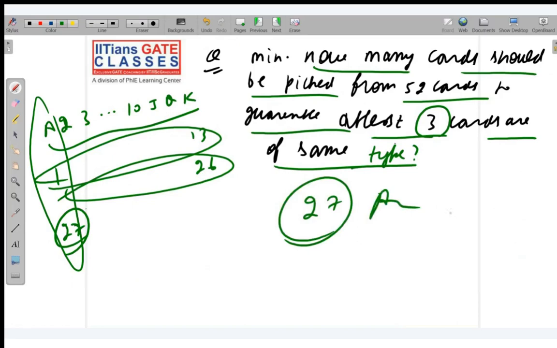Any doubt? Please take a snapshot. I will jump to the next slide, and here again we have this thing, guarantee at least. So we will do this kind of thing, and it's simply common sense. I will jump to the next slide now.